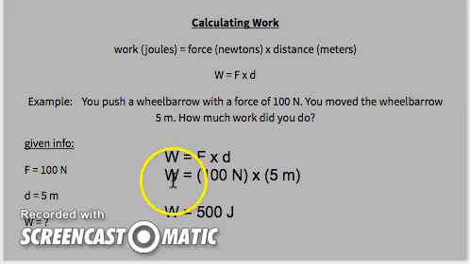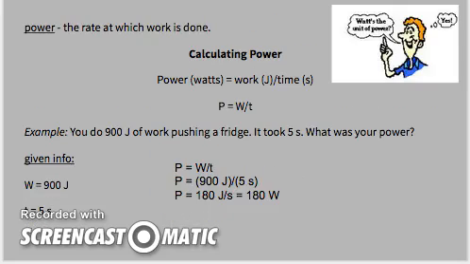So we've got work is equal to 100 newtons of force times 5 meters in distance. So that's pretty easy math. We can do that in our heads. If we have 100 times 5, the amount of work being done on the wheelbarrow is 500 joules. Okay, makes sense? Okay, next topic.